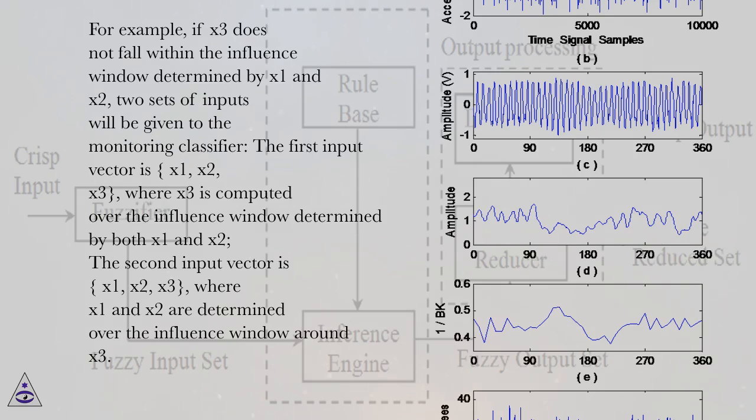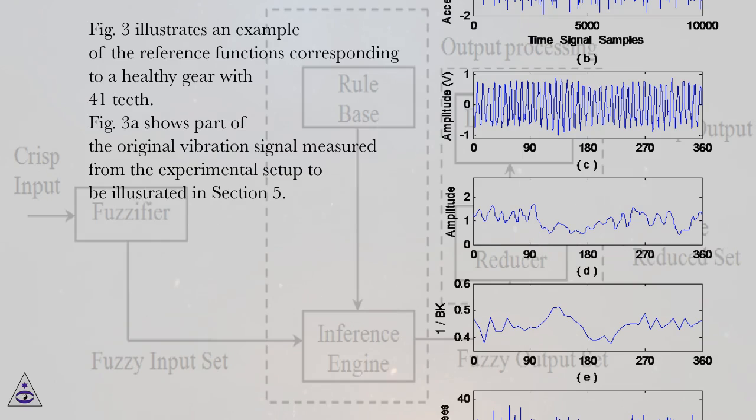The first input vector is x1, x2, x3, where x3 is computed over the influence window determined by both x1 and x2. The second input vector is x1, x2, x3, where x1 and x2 are determined over the influence window around x3. Figure 3 illustrates an example of the reference functions corresponding to a healthy gear with 41 teeth.